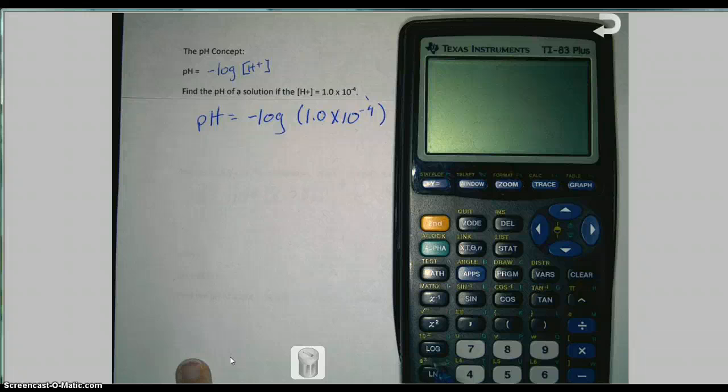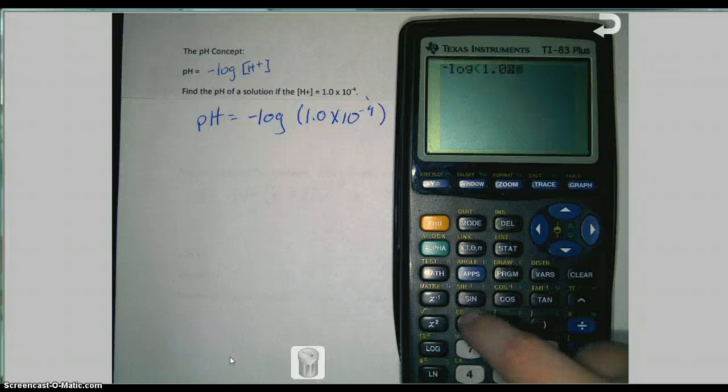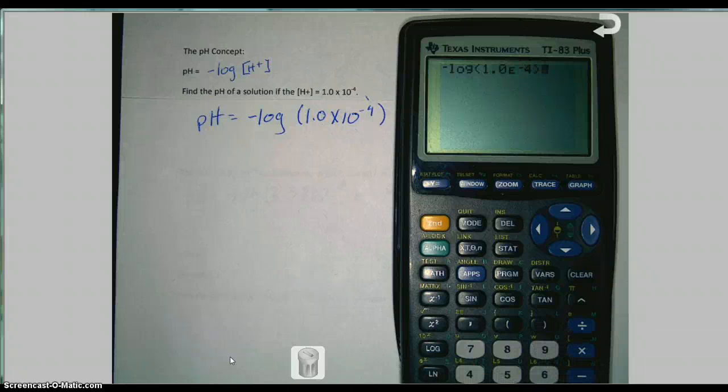You need to find your log button. If it's a graphing calculator, it's probably down here by the 7. If not, you need to figure out where yours is. Okay, so we're going to type in negative log 1.0 e negative 4, just like we wrote in our formula. And the answer is 4.